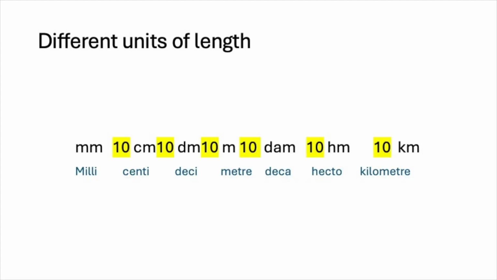The different units of length. 10 millimeters makes 1 centimeter, 10 centimeter makes 1 decimeter, 10 decimeter make 1 meter, 10 meters make 1 decameter, 10 decameter make 1 hectometer, 10 hectometer make 1 kilometer.